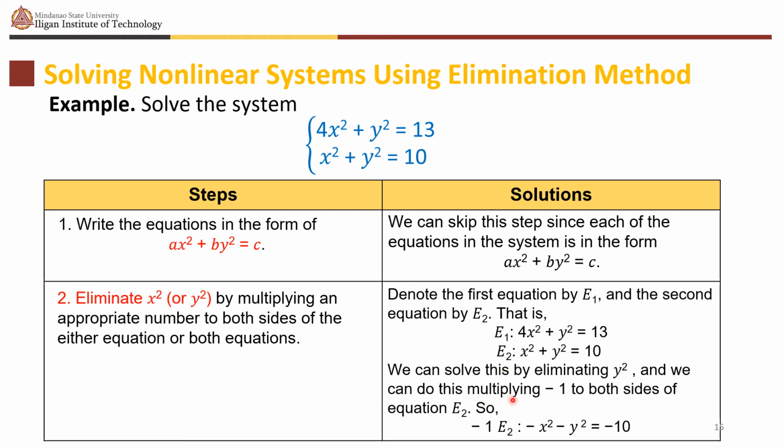Then we can solve by eliminating y squared. And if you take a look at the two equations, we can do this by multiplying -1 to equation 2 so that we can eliminate y squared. So doing that, -1 times equation 2 will now be negative x squared minus y squared equals -10.